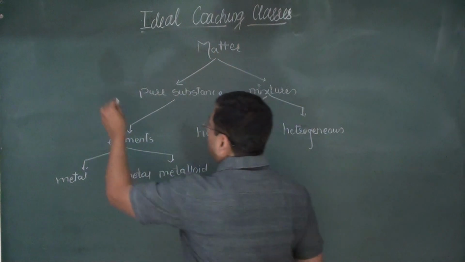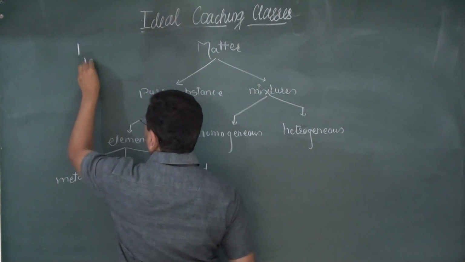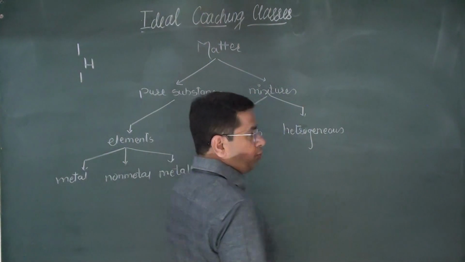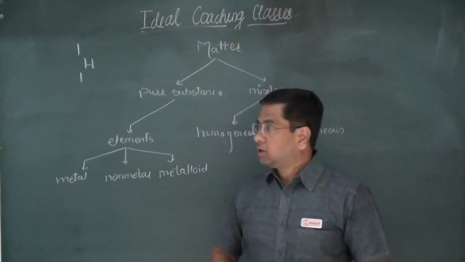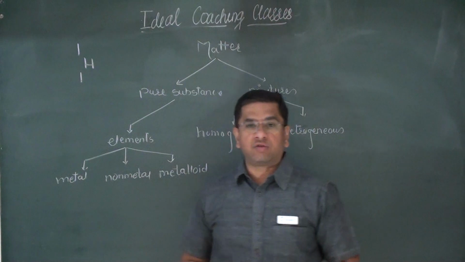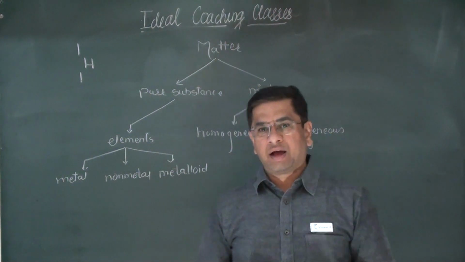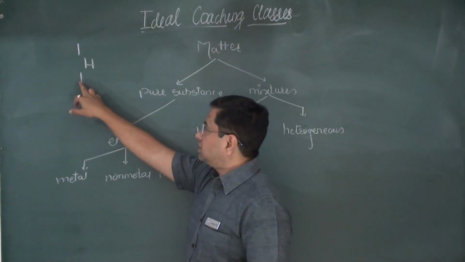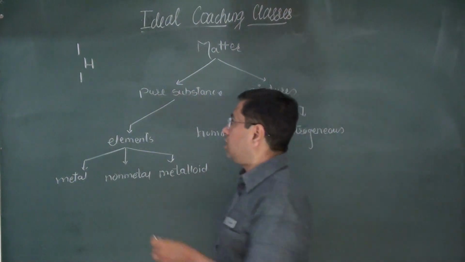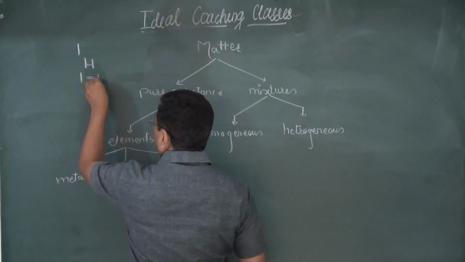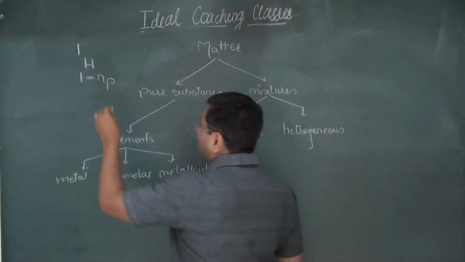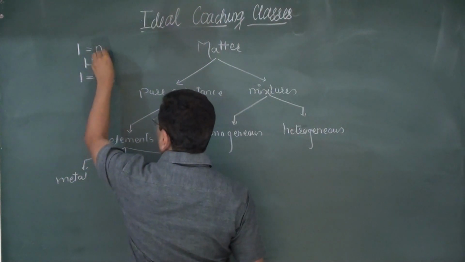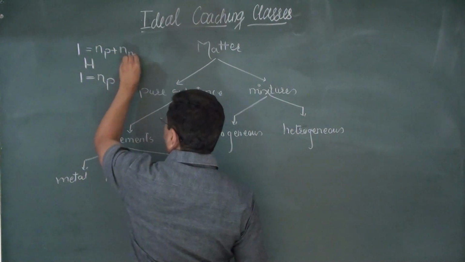We write it as 1H1. And I hope you know what this is. H is hydrogen. This 1 stands for A, the atomic mass number. This is Z, which is the atomic number. Atomic number is nothing but the number of protons, and atomic mass number is the number of protons plus the number of neutrons.